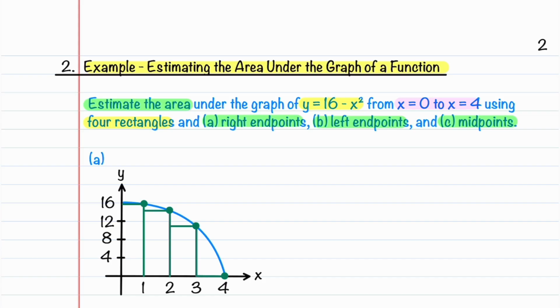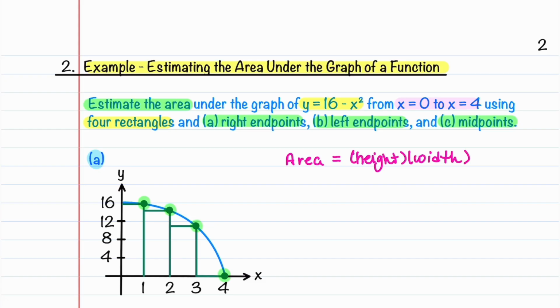I went ahead and graphed our curve, and let's do part A. For part A, we are using right-hand endpoints. These are these points right here to approximate the height of each rectangle. And notice that there are four rectangles. Let's start by making a note that the area of each rectangle can be approximated by the height times the width.